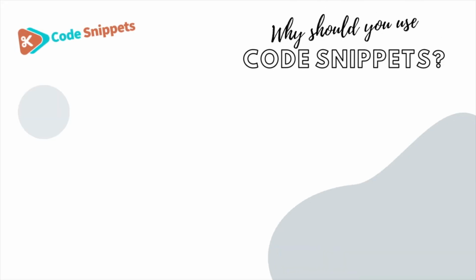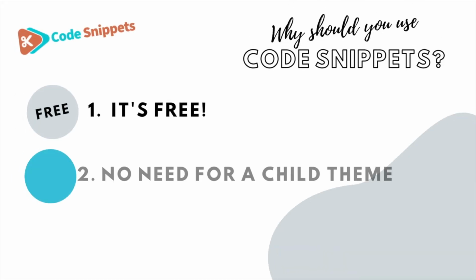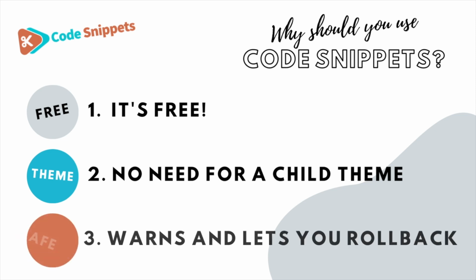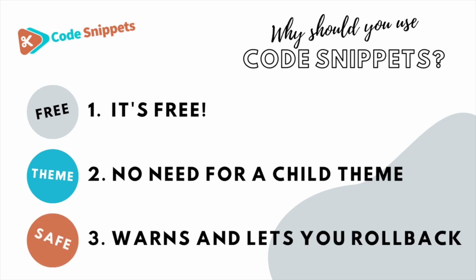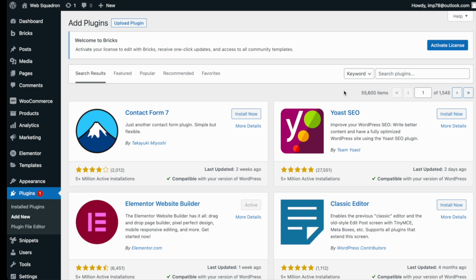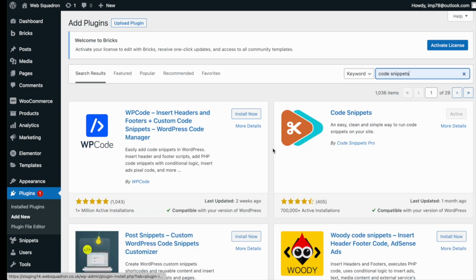3 big reasons why you should use code snippet. It's free, saves you having to use child theme, it protects you and allows you to roll back if there's ever any issues. Getting the plugin is super easy. Go over to WordPress, add new plugin, type in code snippets, and you can't miss it. Go and install and activate it.